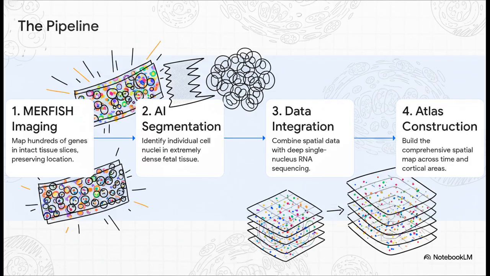Second, to overcome the challenge of the extreme cell density in fetal tissue, which makes traditional segmentation algorithms ineffective, they developed a custom deep learning model to accurately delineate individual cell nuclei. Third, they integrated this high-plex spatial MERFISH data with deep transcriptomic data from single-nucleus RNA sequencing. This multimodal integration allowed them to impute the expression of thousands of additional genes onto the spatially mapped cells. Finally, these integrated data sets from multiple samples were assembled into a comprehensive atlas.